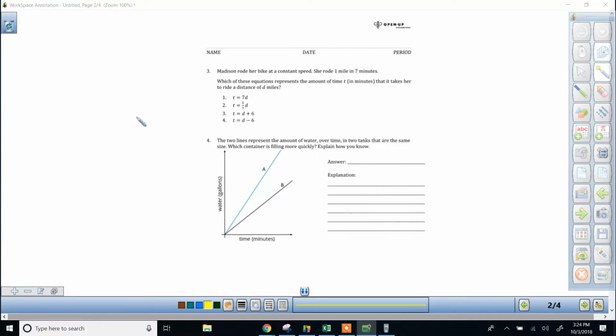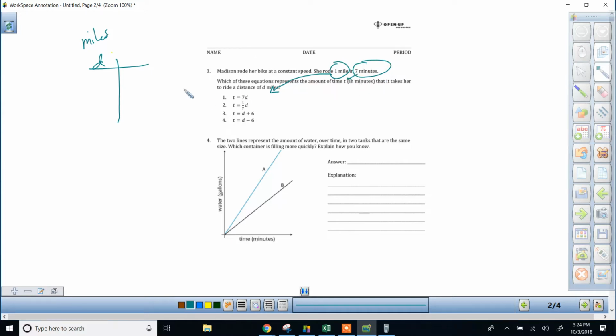Alrighty, so what I'm going to do is I'm going to make myself a nice little table with a color that you could actually see when you're looking at it. And here's my table. And it looks like miles is going to be a D distance. So D is miles that she rides on her bike. And 7 minutes is T, which is in my graph now, or my table.